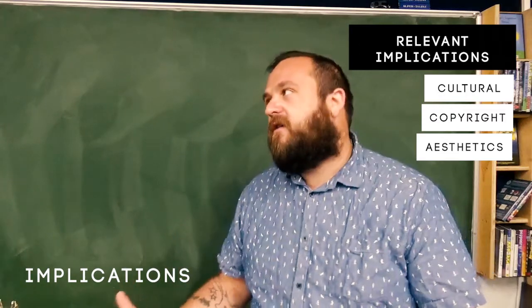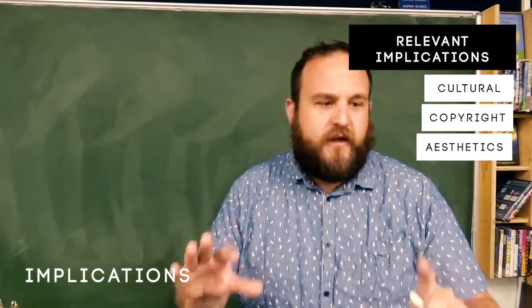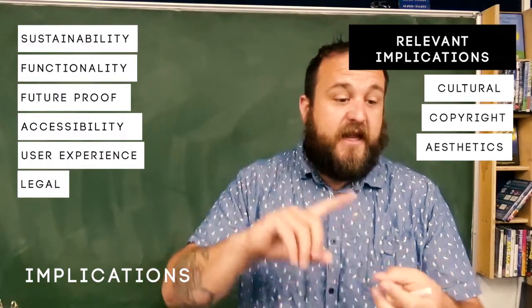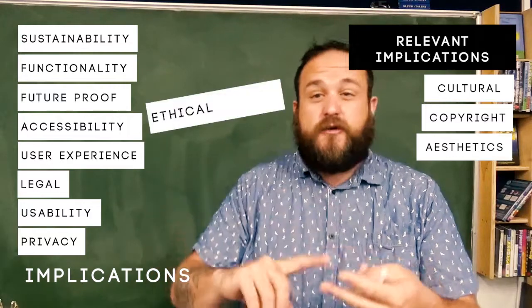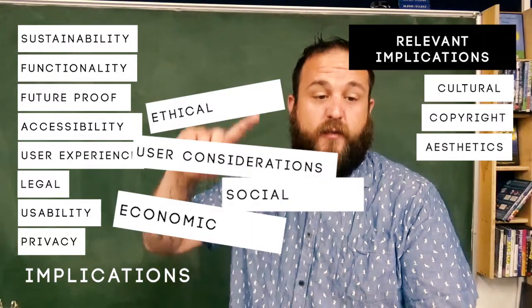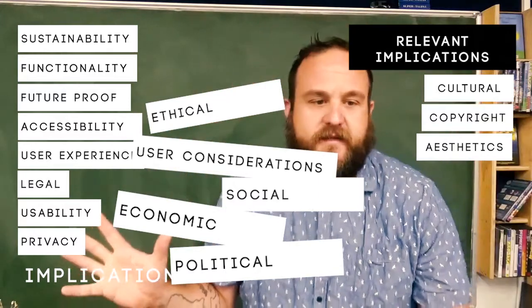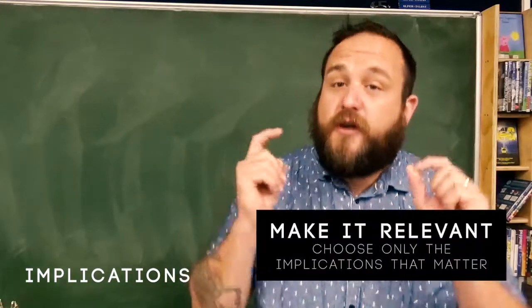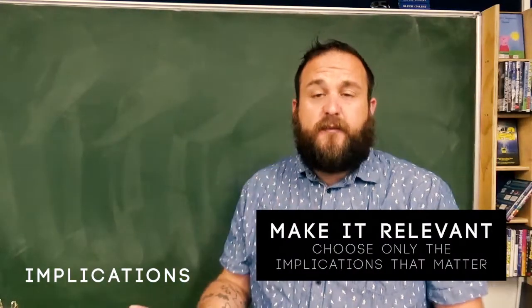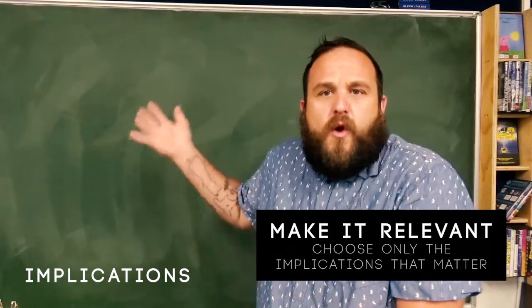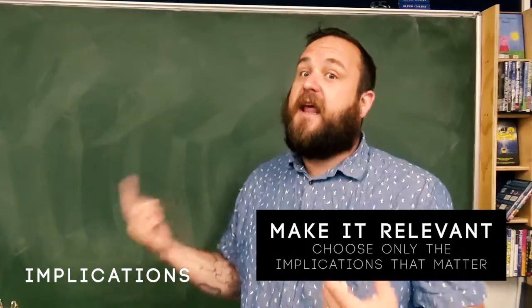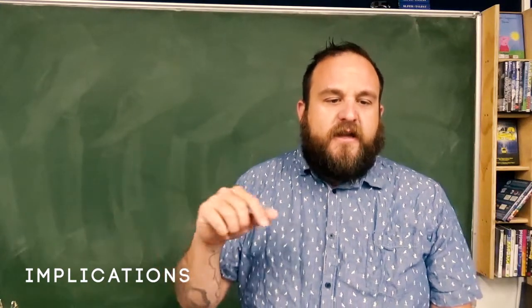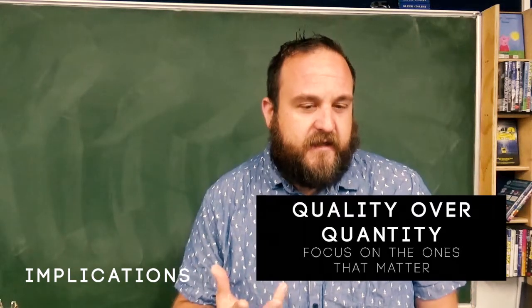So there are a ton of implications out there, like a lot. Sustainability, functionality, future-proofing, accessibility, user experience, legal, usability, privacy, ethical, user considerations, social, economic, political, it's almost endless. So the key is to choose implications that are relevant to your project. A privacy implication for a poster, there's no privacy implication unless you're putting your phone number all over it. So it's all about quality over quantity.